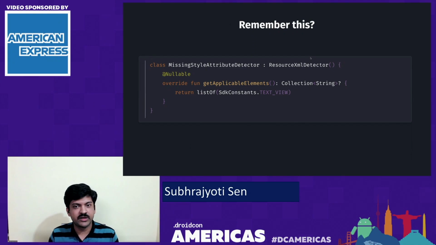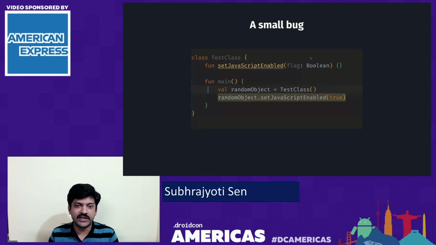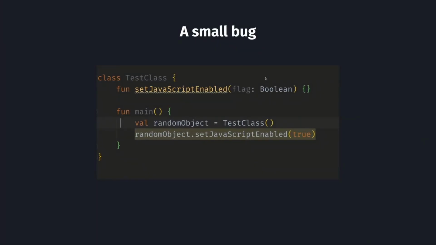Now, remember the JavaScript lint rule that I talked about? Let's take a look at a small bug related to that. Here I have a test class that has a method called set JavaScript enabled, and it takes a Boolean flag. Now, if I create an instance of this class and call set JavaScript enabled, Lint fires up and tells me that this can introduce vulnerabilities. But technically, that's not true. My JavaScript enable function could be doing anything and not what the WebView implementation does.